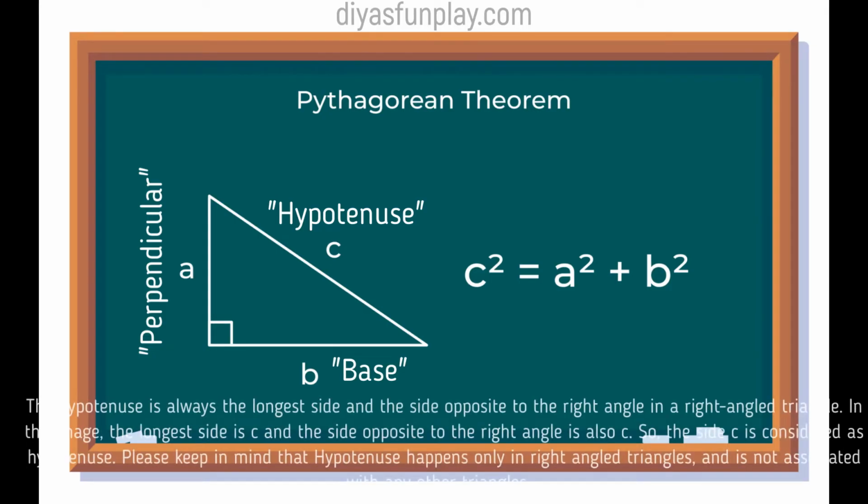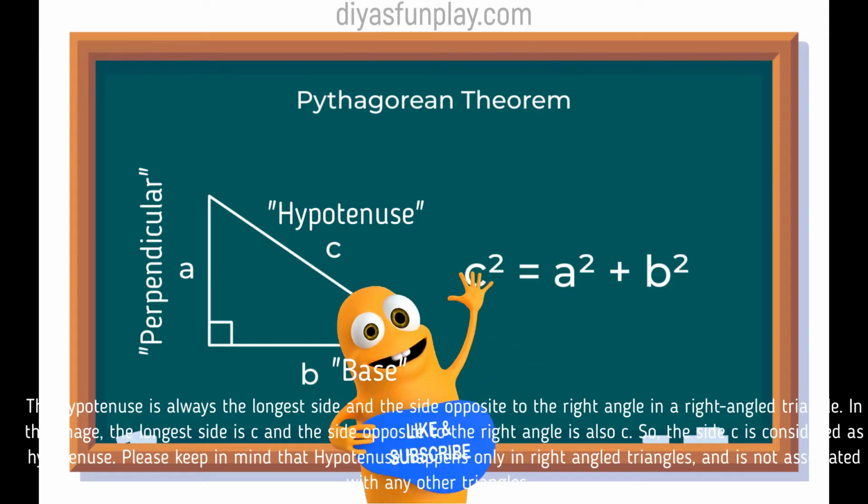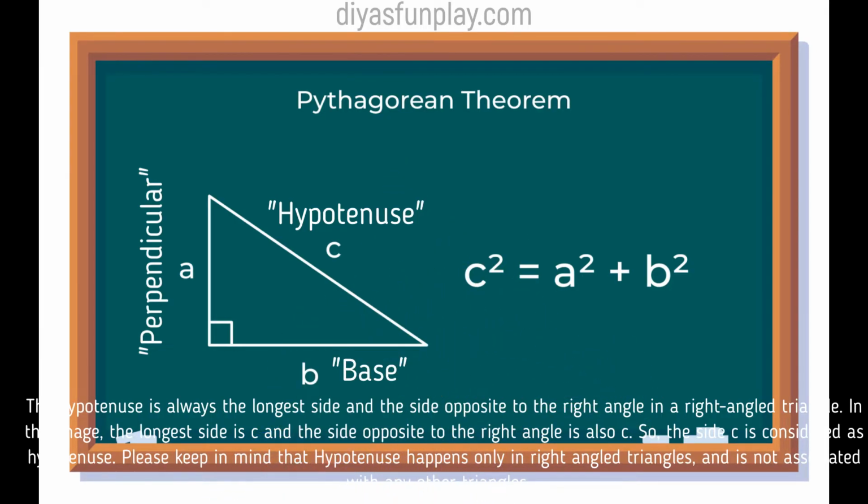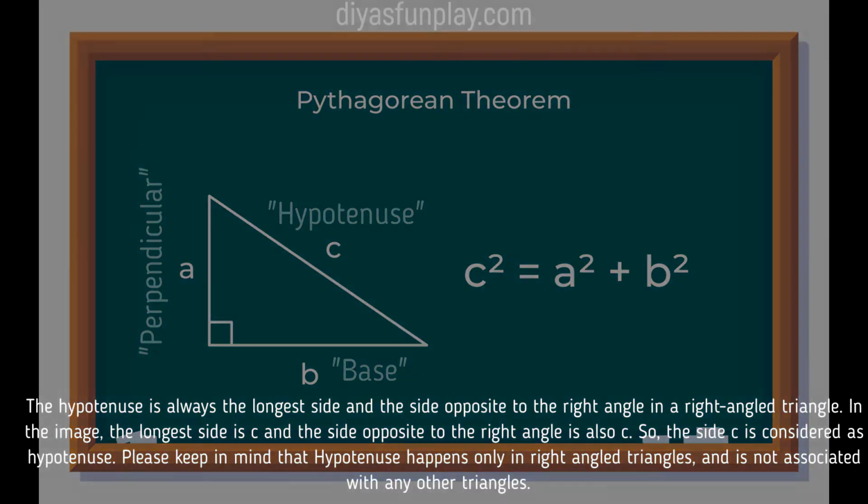The hypotenuse is always the longest side and the side opposite to the right angle in a right angle triangle. In the image, the longest side is C and the side opposite to the right angle is also C. So, the side C is considered as hypotenuse.